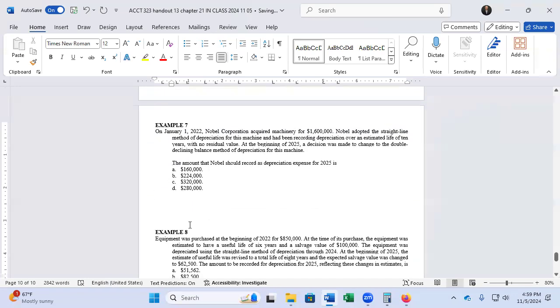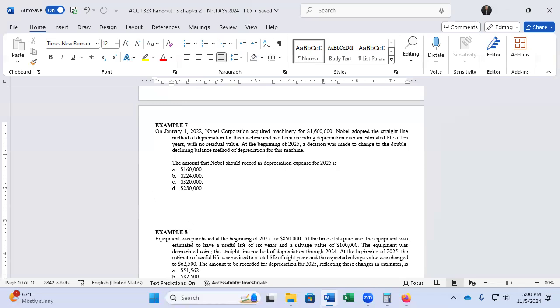Okay, let's jump to number 7. Nobel Corporation acquired machinery for 1.6 million. Same information, adopted the straight line method. At the beginning of 2025, a decision was made to change to the double declining balance method. What amount should it report as depreciation expense for 2025?